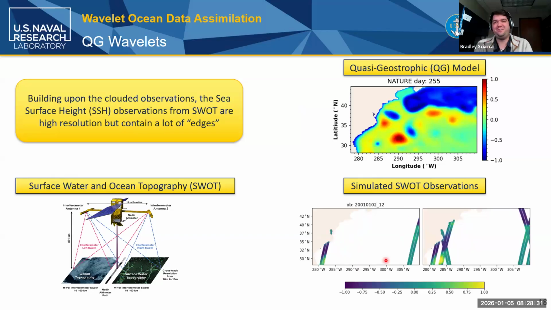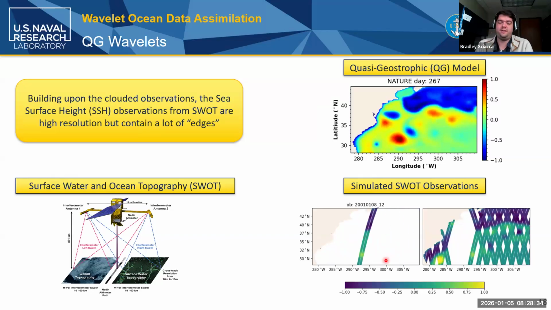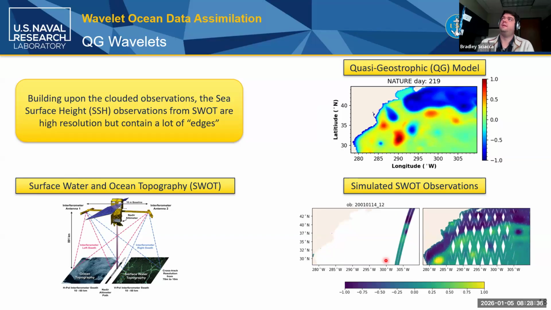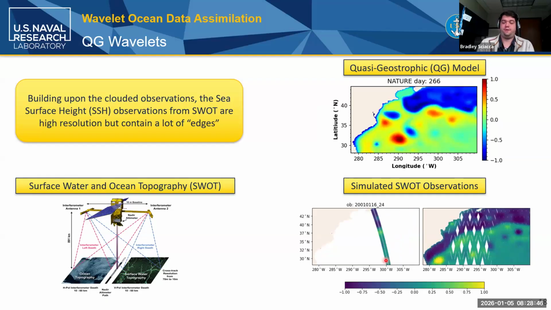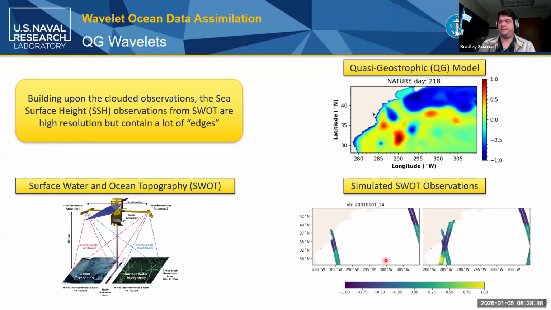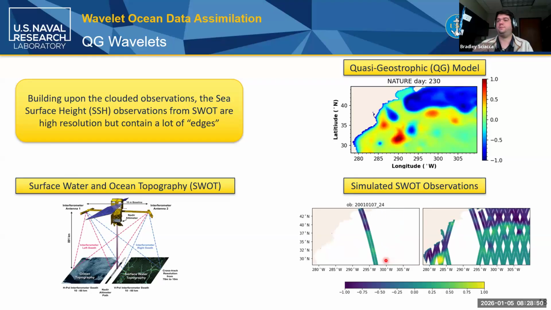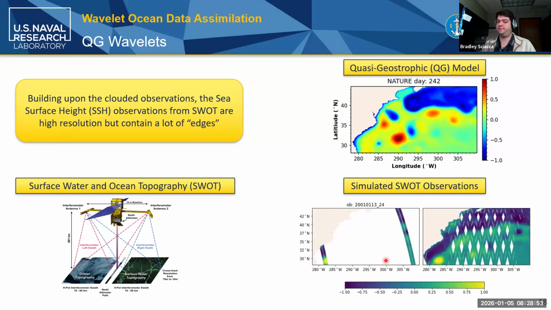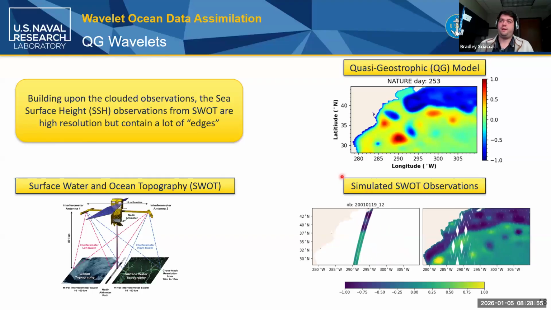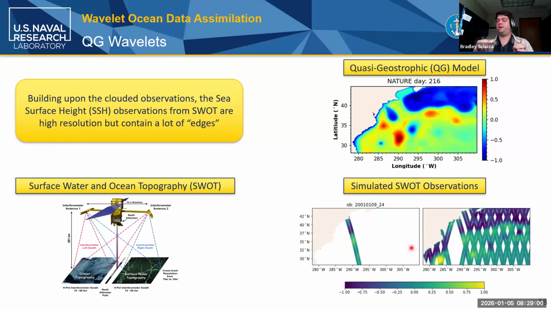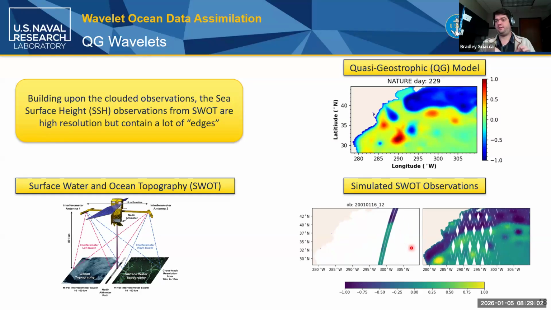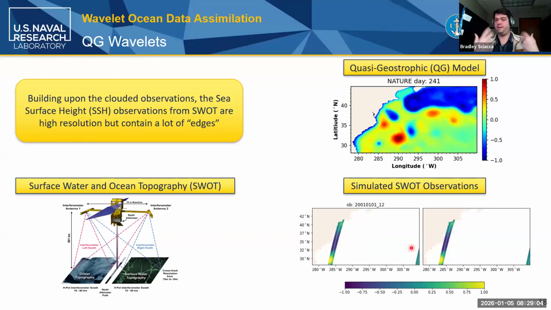So we used a QG model. This is to get away from the problems that might come with working with a free surface model and assimilating SSH observations directly. So we wanted to focus on just the wavelet method with SSH. We didn't want to have to deal with potential introduction of gravity waves or things like that. So we went with the QG model, and then we used a SWOT simulator and sampled our nature run at those lat longs given by the SWOT simulator to get our SWOT tracks.